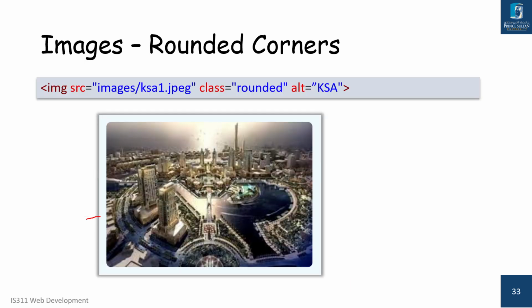So here we have image, we are specifying the source, and then we say class is equal to rounded. It means these corners are rounded. You can see that these corners.